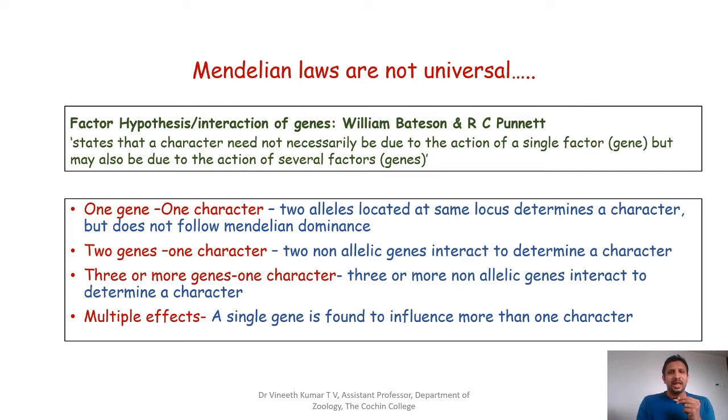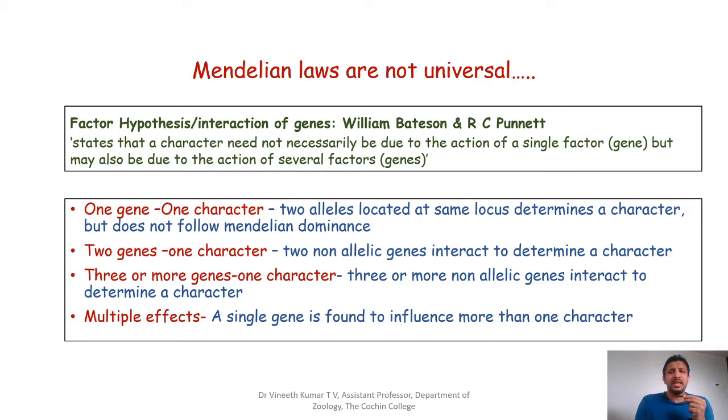This led to the proposal called the factor hypothesis, or interaction of genes, which was proposed by William Bateson and Punnett. They stated that the character need not necessarily be due to the action of a single factor or a pair of alleles, but may also be due to the action of several factors. This is what they called the factor hypothesis.